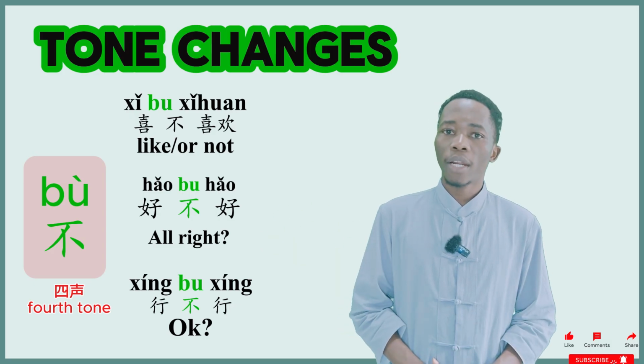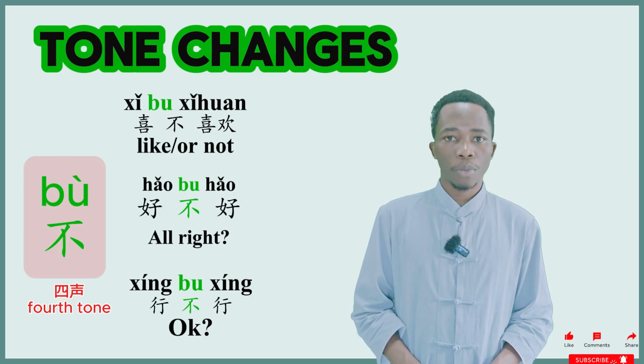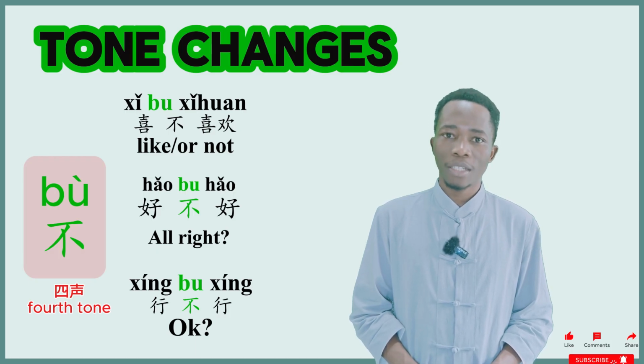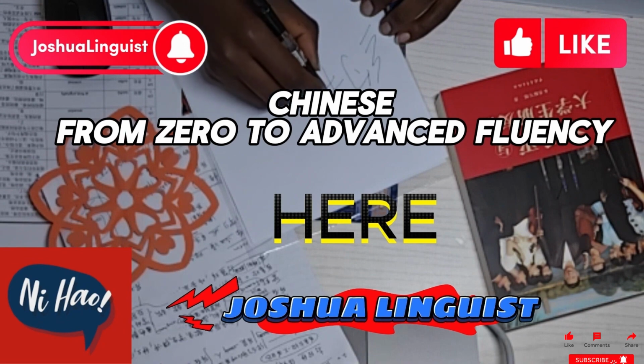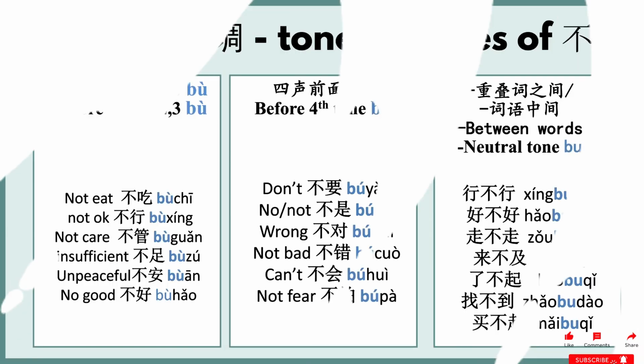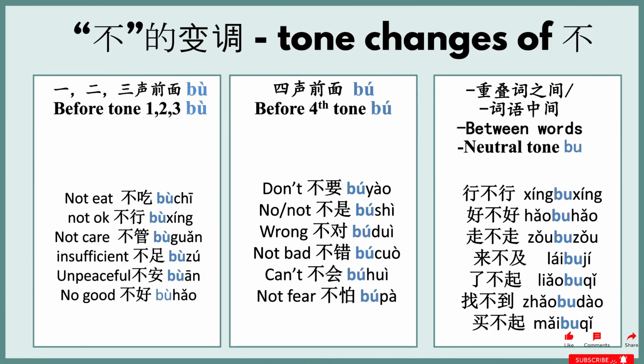In this video, we are going to study these changes and how you can know which tone to put on the bu according to the word they are together. Without delaying, let's get started. Here we have three main cases that can help you to know the right tone that you have to use in a sentence with bu. The first one is before first tone, second tone, and third tone.